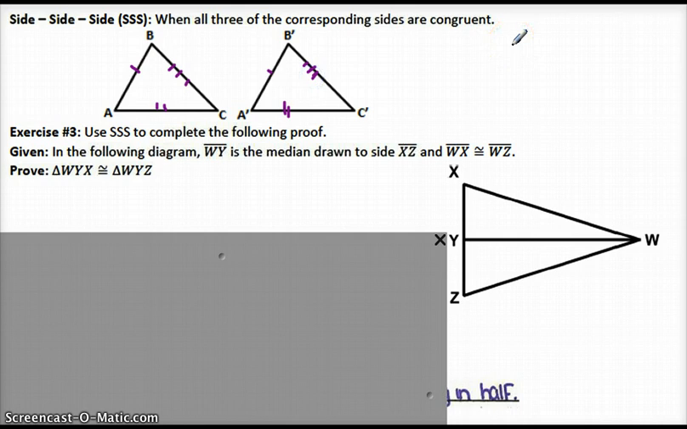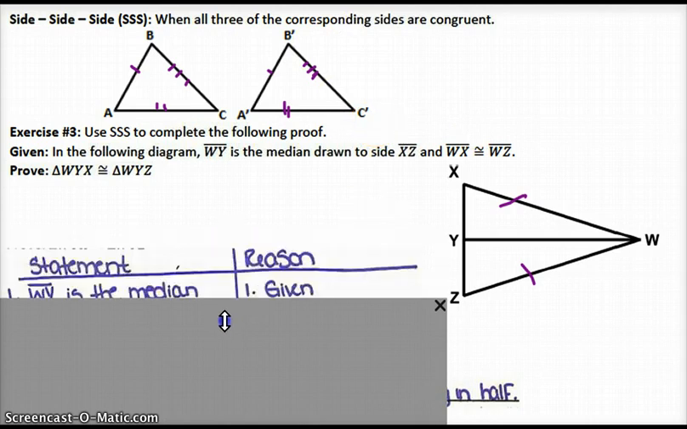So we're going to use side, side, side to prove the next one. So right now in the following diagram we have that WY is the median of triangle XZ while having WX congruent to WZ. So right now all I know, WX, WZ, and I have to use some vocab terms. So I'm going to start off by setting up my statement reason, writing in my given.